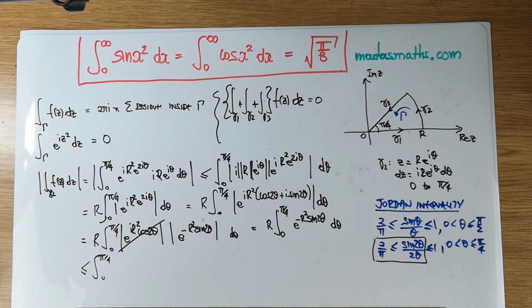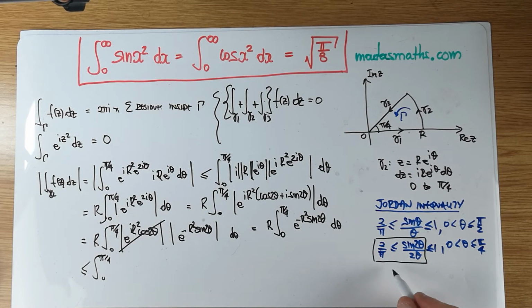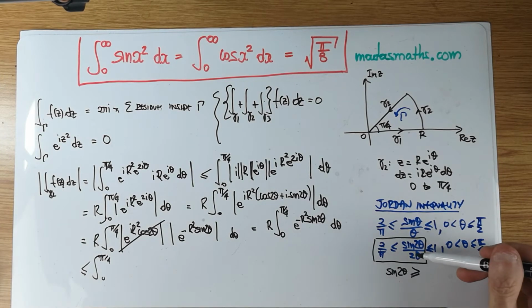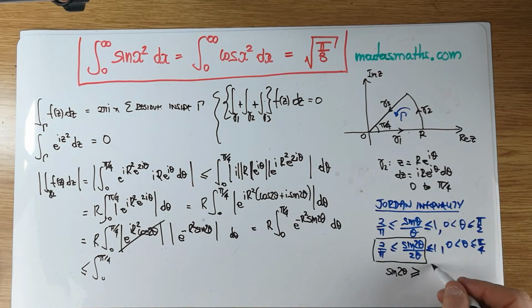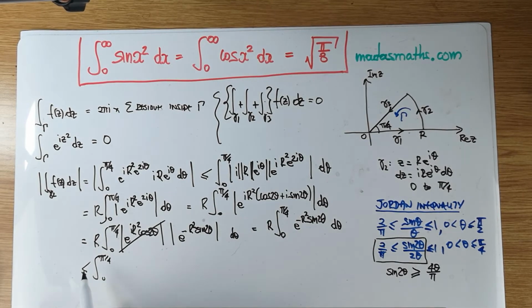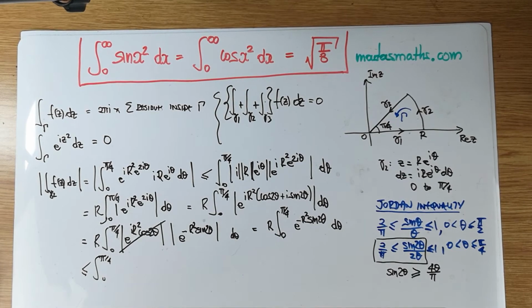So let me explain. First of all, theta is between 0 and pi over 4, so it is fine to multiply across in the inequality. The sine of 2 theta is greater or equal to 4 theta over pi. And because this is going to be larger, and we have the minus in there, the inequality at the front will be the other way around.